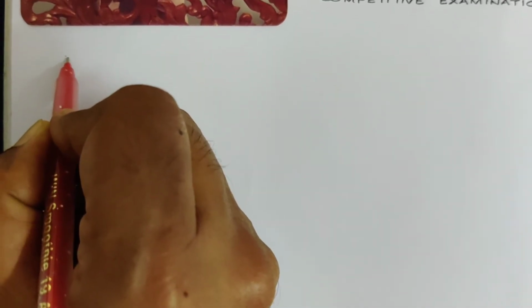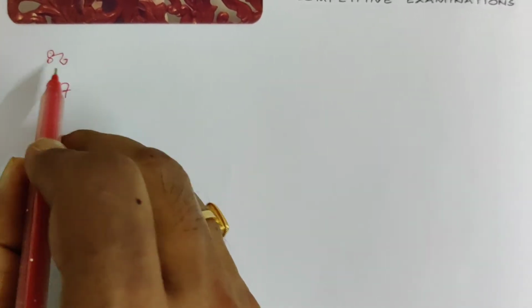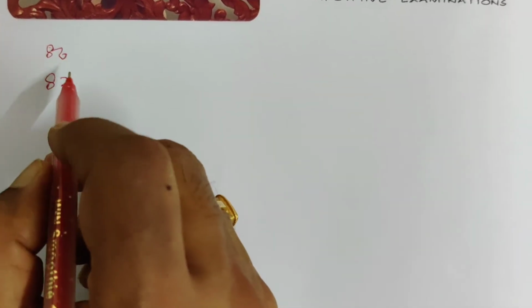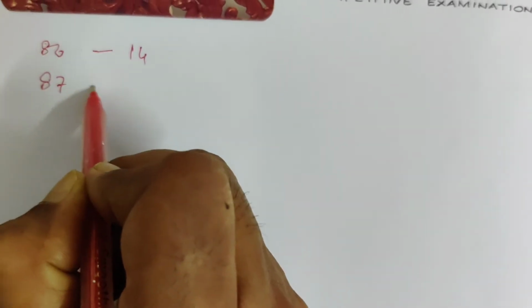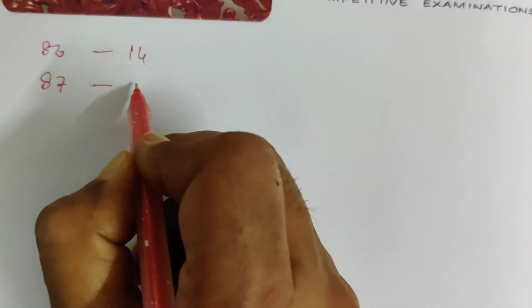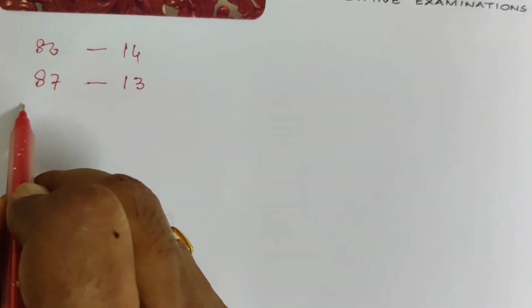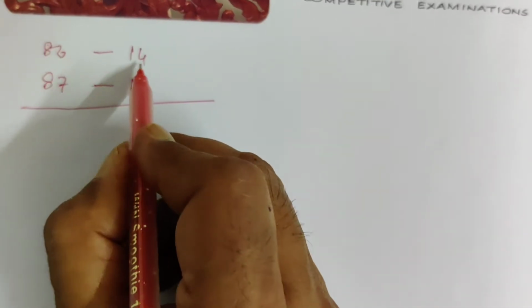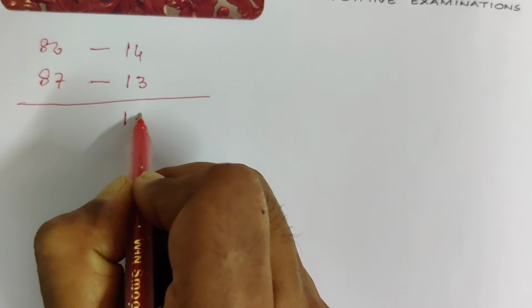Here friends, if we want to multiply 86 into 87, now we have to think this benchmark as 100. First thing we have to do is subtract 100 minus 86. If you subtract 86, you will get 14. If you subtract 87, you will get 13. Now what to do? Now just multiply 14 into 13. Now 14 into 13 is equal to 182.